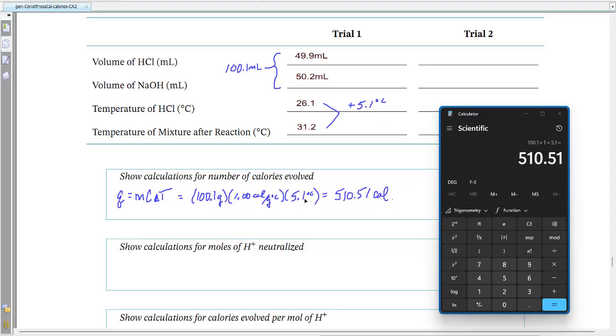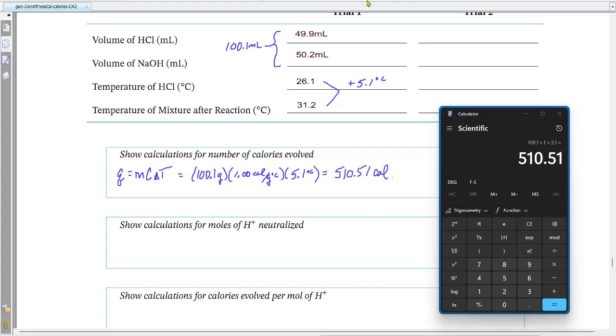Now notice here, this is a positive, okay? So the calorimeter absorbed energy from the reaction. Okay, the calorimeter is going to get hotter. The reaction was giving away energy. So when we get to that, Q of the reaction will be the opposite of this number. Okay.